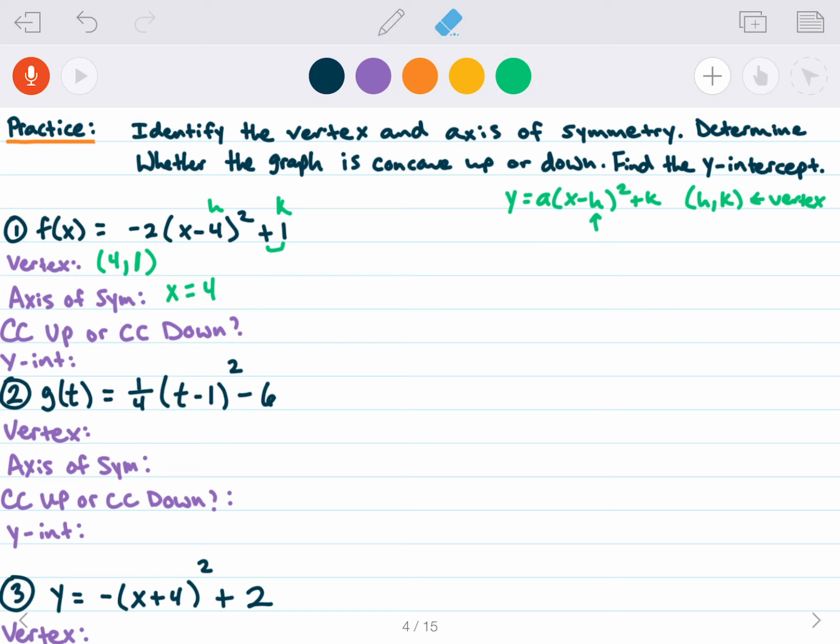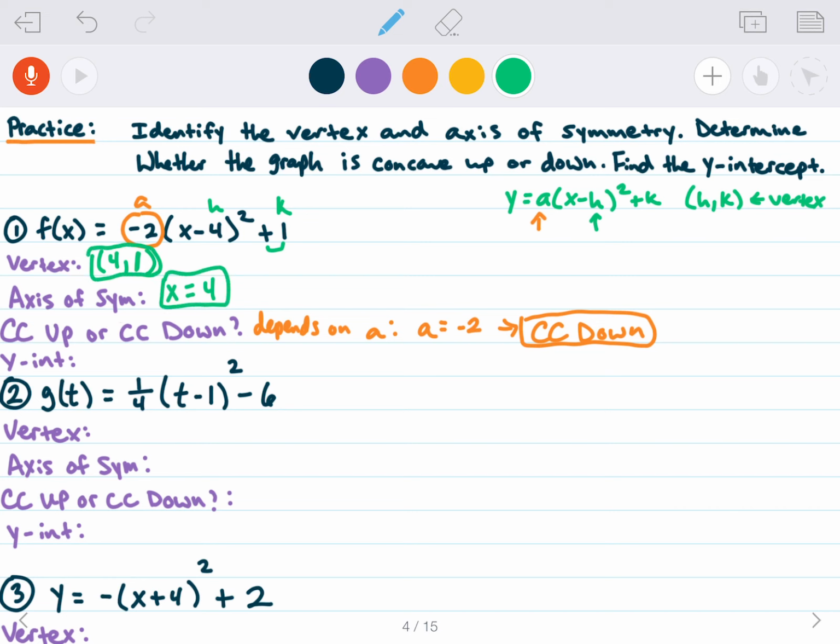Concave up or concave down. Remember, this depends on a. A is -2, right? That's our number that's attached in the front. And since a is negative, this is concave down. If it was positive, it would be concave up. All right, so let's just kind of square our answers.